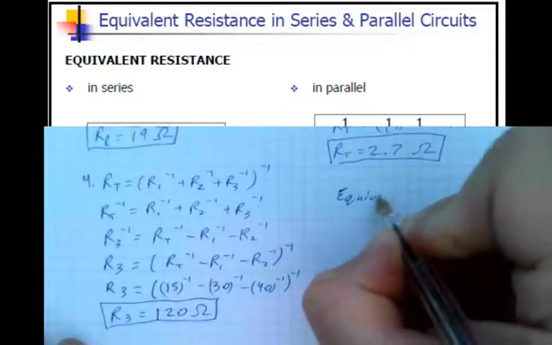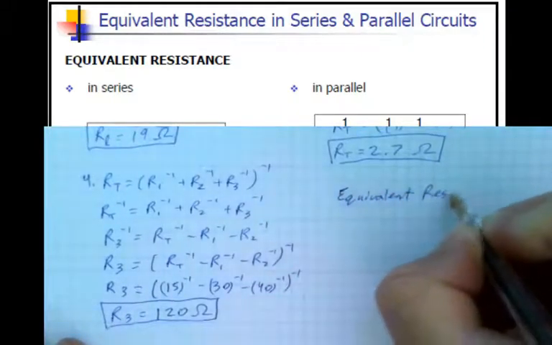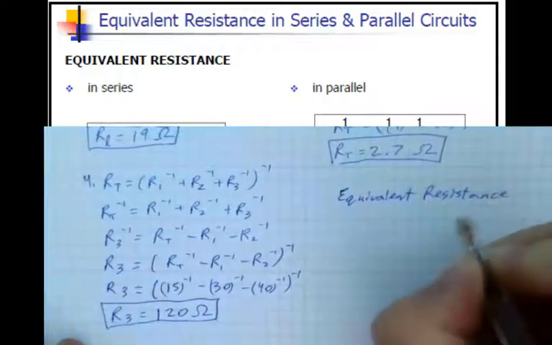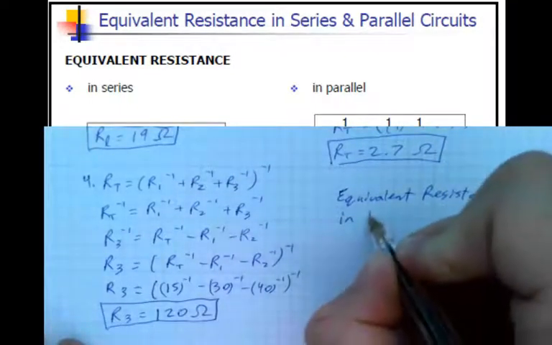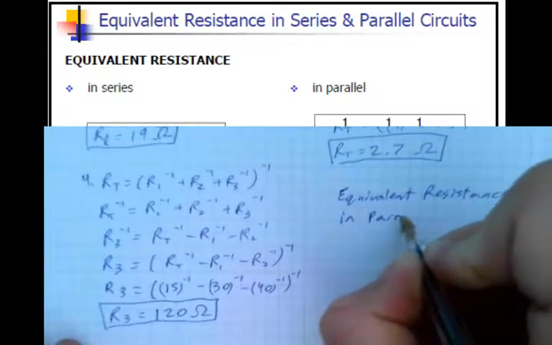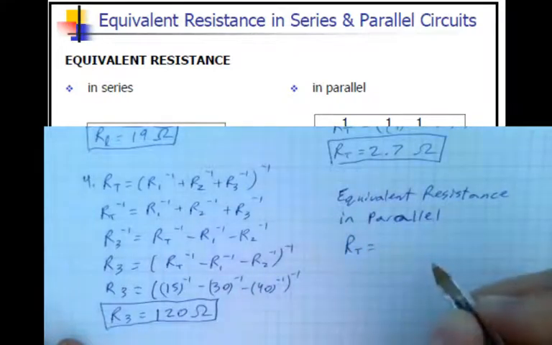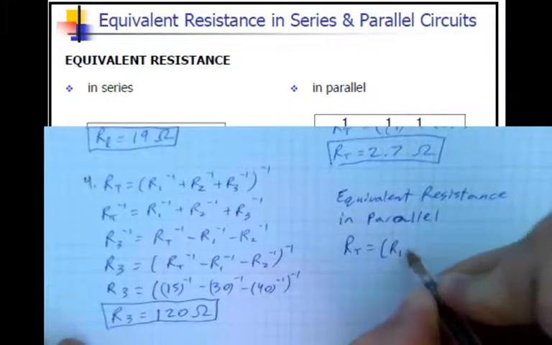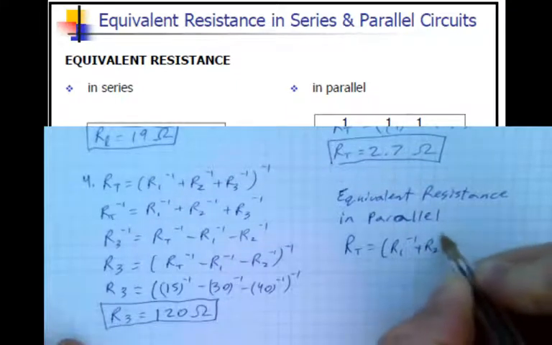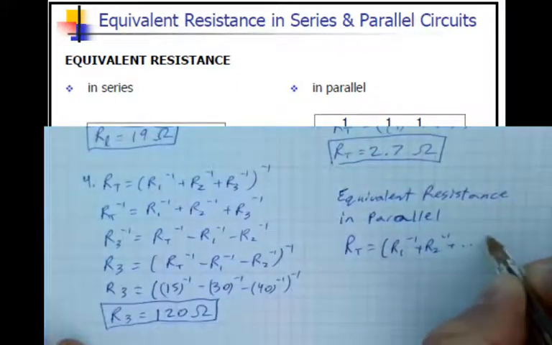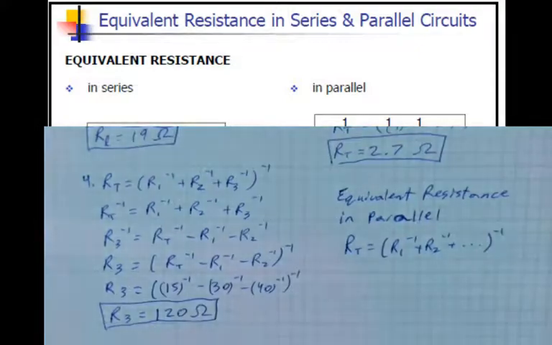So equivalent resistance in parallel is RT equals R1 to the negative 1 plus R2 to the negative 1 plus whatever else we have, all to the negative 1. That's our equation that we can use. You may want to pause and copy that down, because I think that works better, especially with calculators that have a reciprocal button.